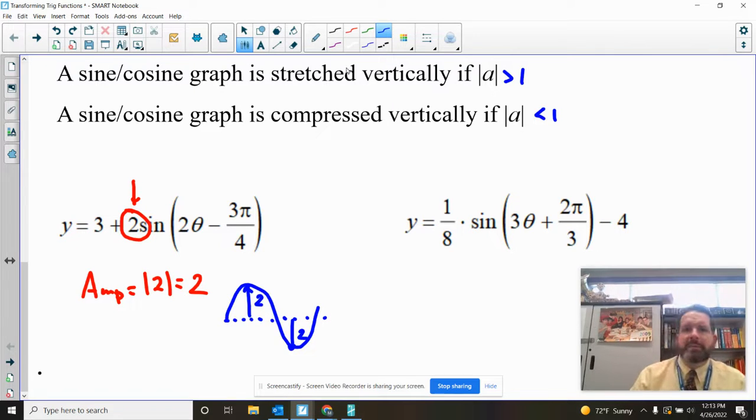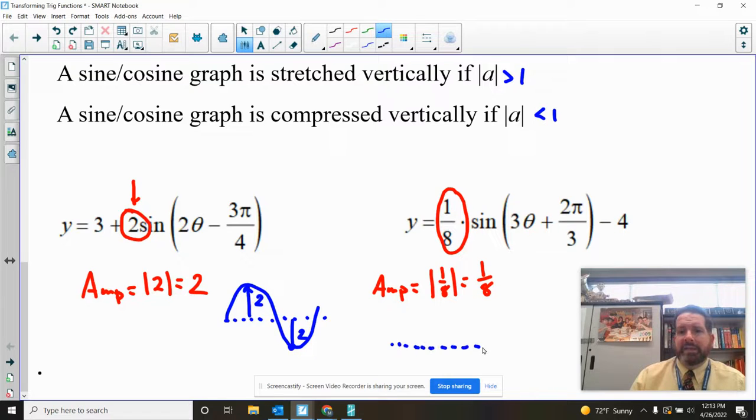Over here, same deal. Take a look at the multiplier right in front of your trig function. This time it's a fraction, so it'll be a compression, but the amplitude is simply the absolute value of that 1/8, which is 1/8. So same idea. Whatever this graph looks like, if I go from the midline to a maximum and a minimum, this distance is going to be that 1/8.